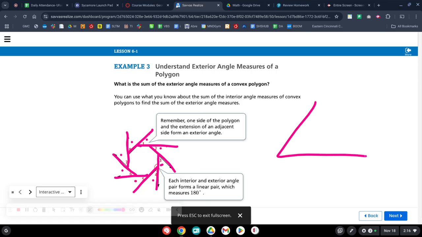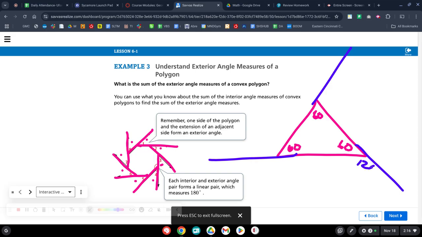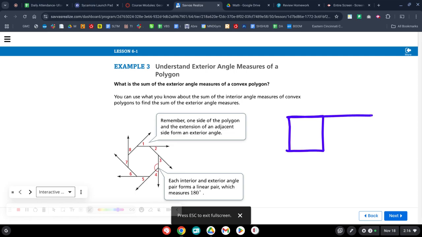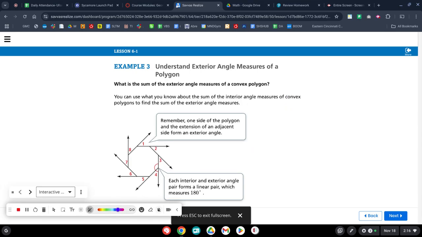What if I did a triangle? Let's say this was an equilateral triangle. It doesn't matter because it's going to add up to 360. So if we extended that in one direction, you got 120 here, 120 here, 120 here. That's 360. What if we did a square? 90, 90, 90, 90, 360. Hexagon, 360. All of them are 360. So I bet that's going to lead us to our next theorem.